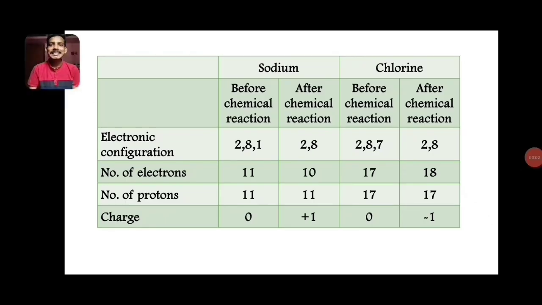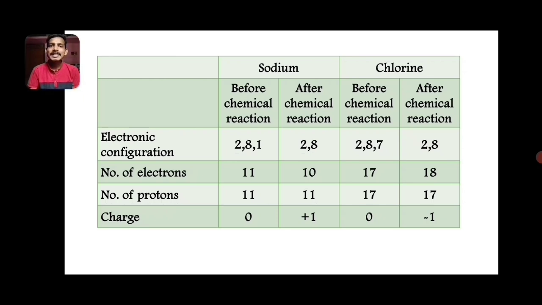So here, the change in electronic configuration, number of electrons, number of protons, and charge of sodium and chlorine is depicted. So, what is the electronic configuration of sodium before chemical reaction? Yes, it is 2, 8, 1. Then, how did it change after the chemical reaction? Yes, it becomes 2, 8. Then, what about chlorine? Very good. Before the chemical reaction, it is 2, 8, 7, and after the chemical reaction, it becomes 2, 8, 8.